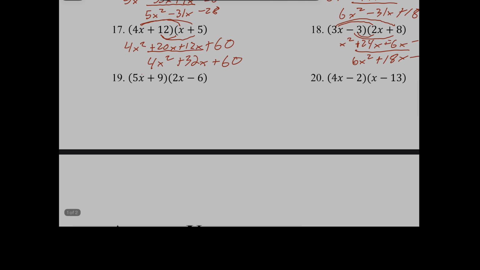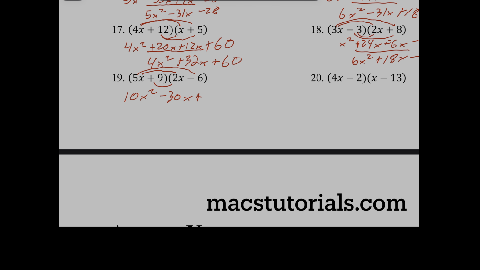Two more. 5x times 2x, 10x squared. Now my outies. Notice I'm drawing the lines, and that's a negative 30x. Now my 9 has got to multiply by both, and I get a plus 18x, and now I do my last, and I'm going to get a negative 54. These are my like terms. 10x squared, signs are different, so I subtract. I keep the sign of the bigger number. Boom, done. Look at that.